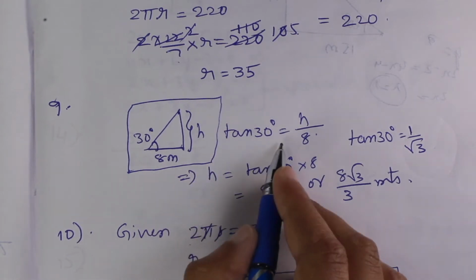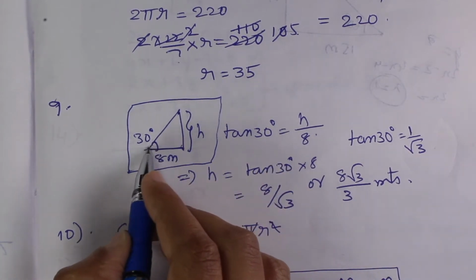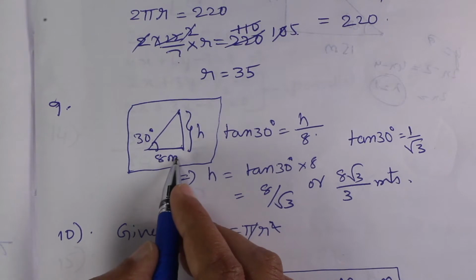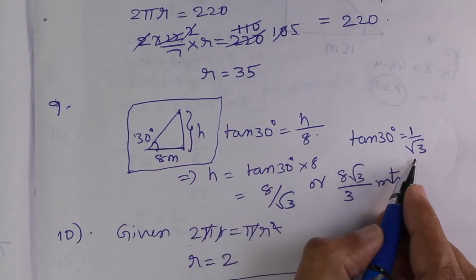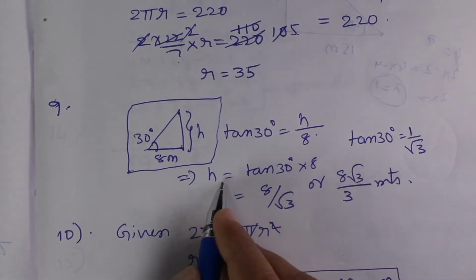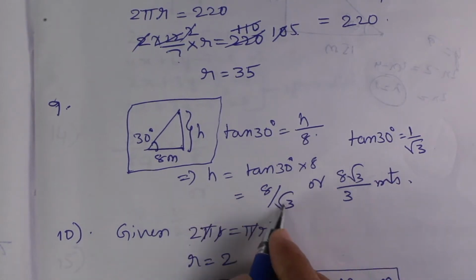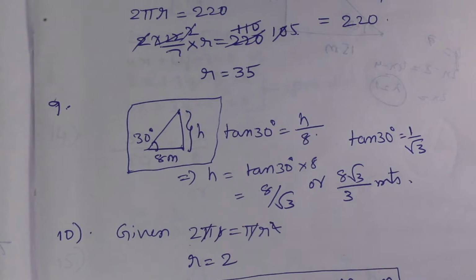We know that tan 30 degrees is equal to opposite side by adjacent side. So tan 30 becomes h by 8. We know tan 30 is 1 by root 3. So height h becomes 8 by root 3 meters.